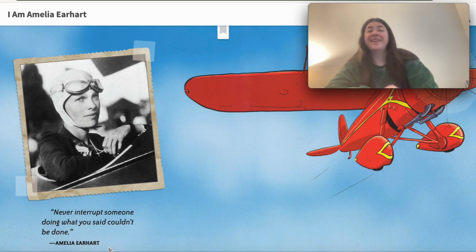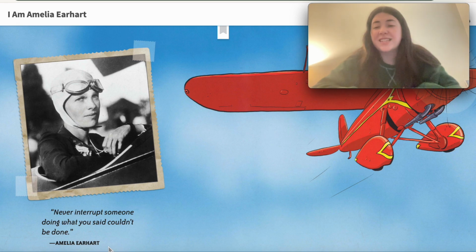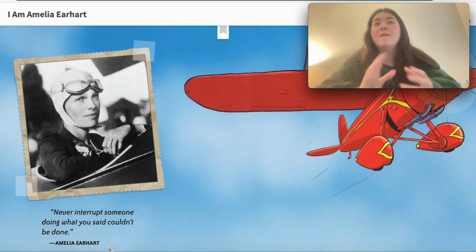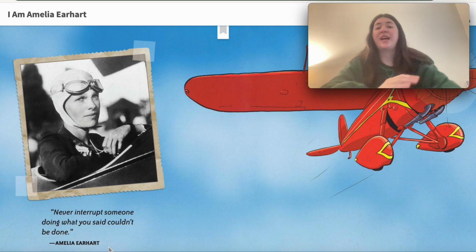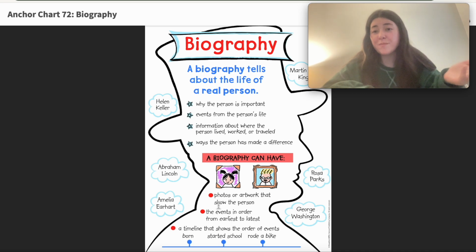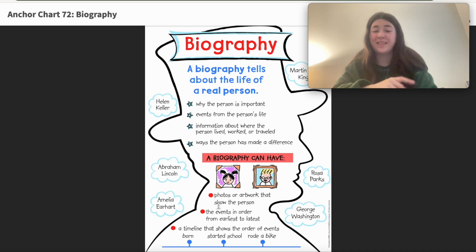Amelia Earhart. So that is a biography that tells us about Amelia Earhart because it told actual facts from her life, real things that she accomplished. It happened, we'll look at our anchor chart. We had photos or artwork that showed the person. We had both artwork of Amelia Earhart and a real photo of her at the end.